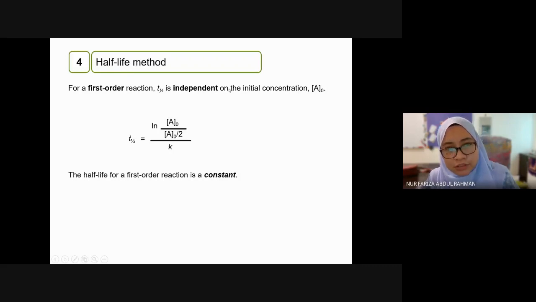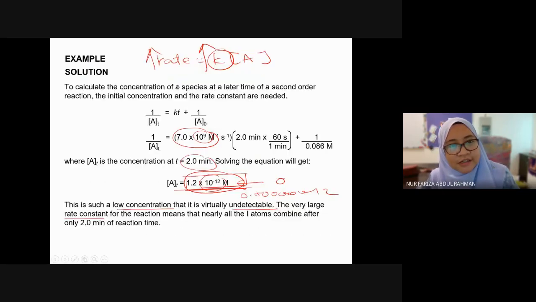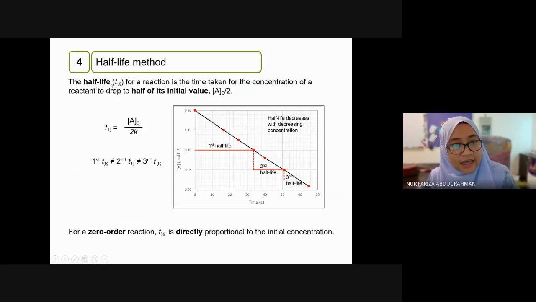But with respect to concentration, half-life means... Okay. Half-life, T half, where we can represent the half-life as T half. For a reaction, it is the time taken for the concentration of a reactant to drop to half of its initial value. Okay, all right, so with respect to half-life in reaction rate, half-life means the time taken for the initial concentration to become half of its initial value.